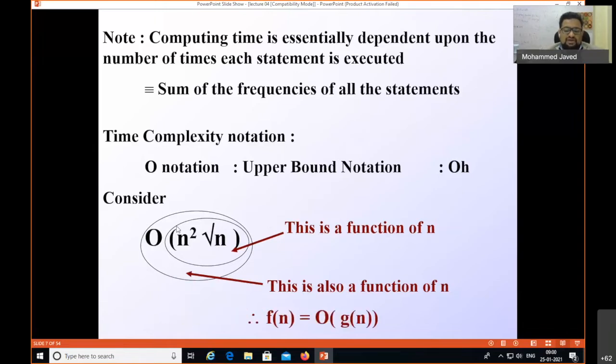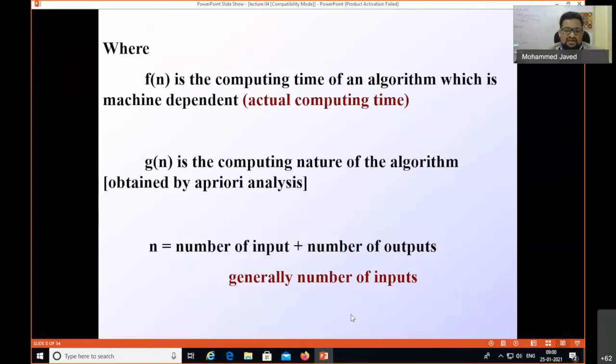So now we can simply write that the actual computing time, which is f of n, is equal to big O of g of n. The inside one is also a function, and I represent that as g of n, and the outer part is also a function of n. So just remember this representation. We always say that f of n, the actual computing time, is equal to big O of g of n. So what does this imply? We'll see in the coming slides.